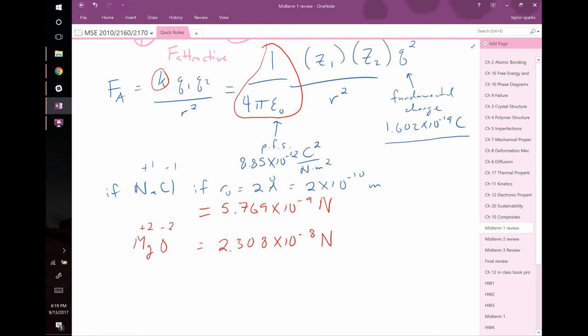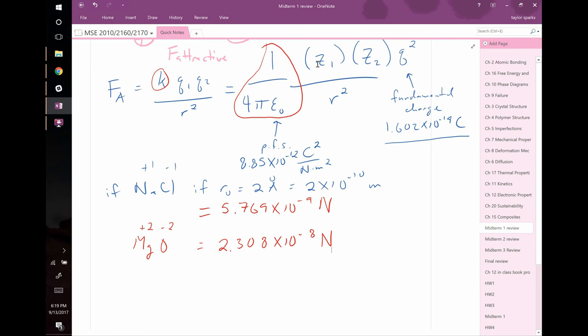MgO, if oxygen was 2 minus. Well, just an example. If you had calcium fluoride, CaF2 or something, then you would use 2 and you'd use 1. These are just approximations. These aren't hard and fast rules. They're approximations. Okay? They're pretty good approximations.